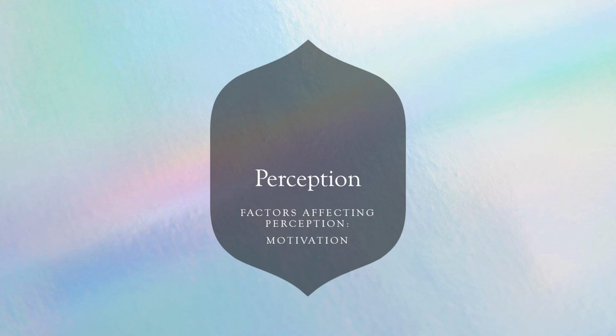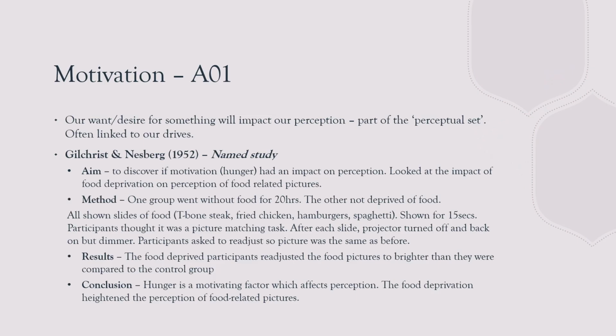Okay, next, looking at factors affecting perception, we'll look at motivation. We'll look at one of the first studies that is named on the specification that you do need to know for the perception topic. Just remember that we're looking at perceptual set here, which is an individual's readiness to notice the environment. And I said before that that is linked to our drives, and that's what Gilchrist and Nesberg, so that's the first named study.